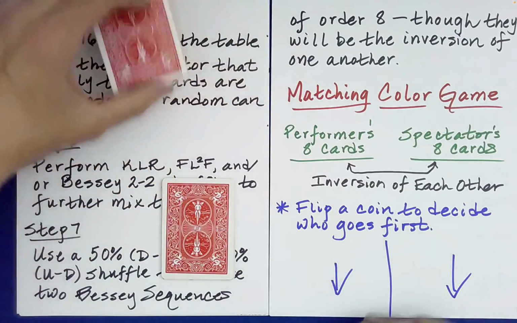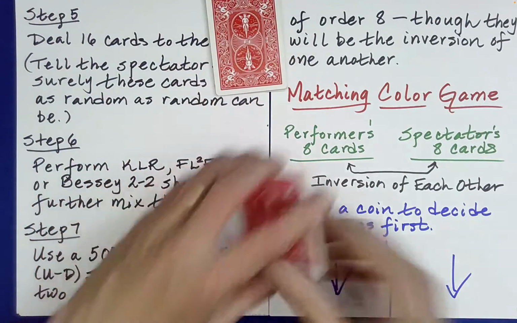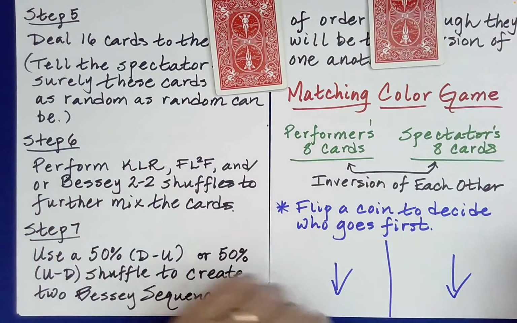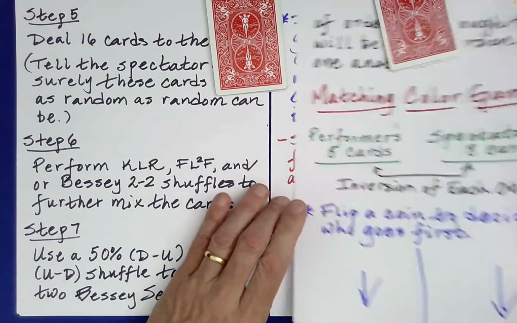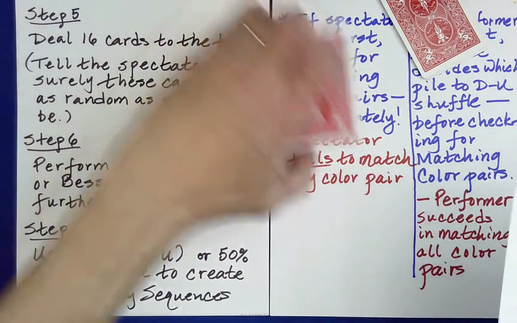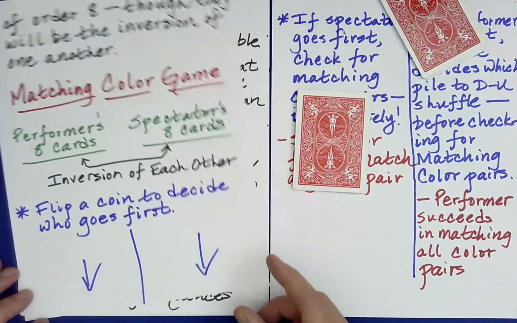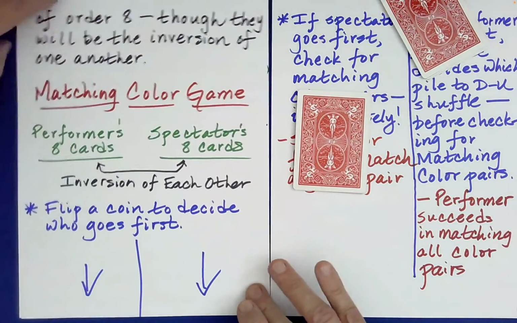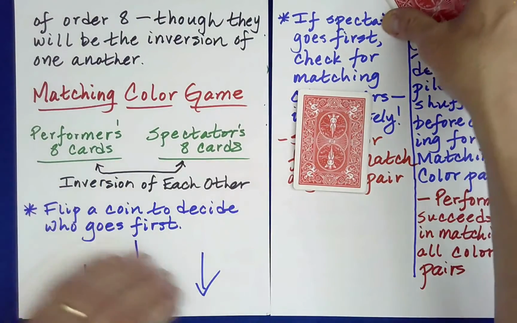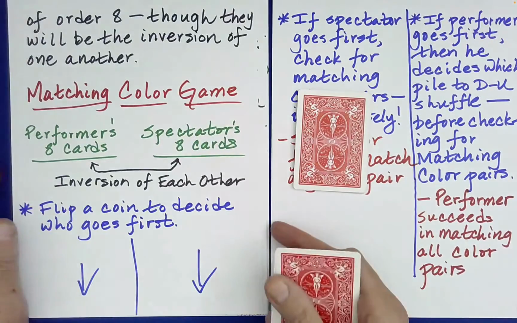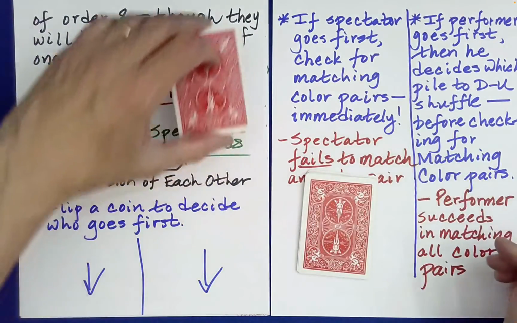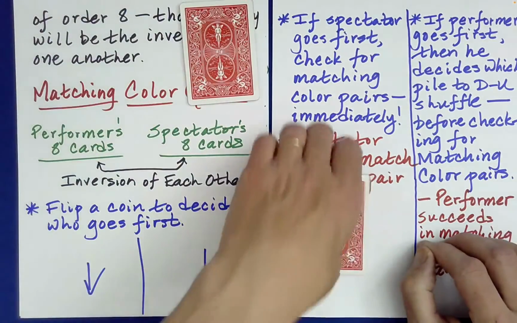In fact, it doesn't actually matter who gets which packet. So flip a coin to decide who goes first. Okay, so you could do that. I didn't bring a coin with me, so sorry about that. I was going to flip a coin. But in the performance, when you go to do it, you just have the spectator decide who should go first. It really is a free choice, okay?